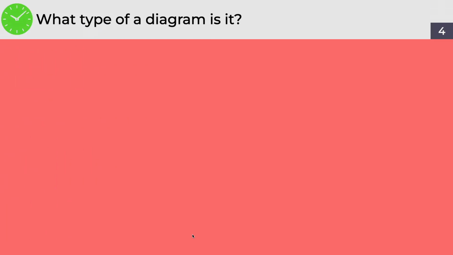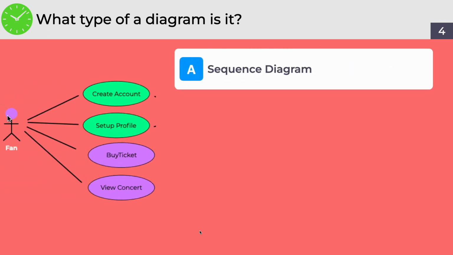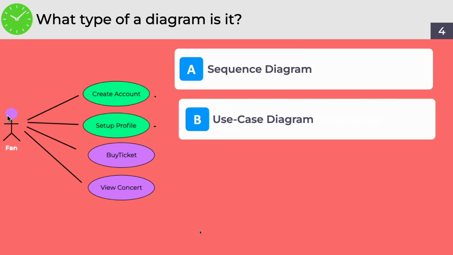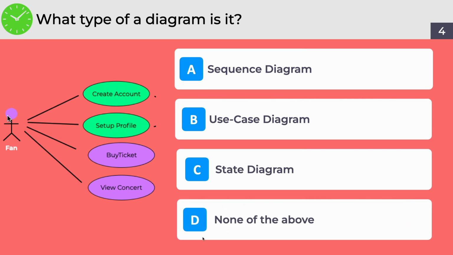Question number 4. What type of diagram is it? A. Sequence diagram. Option B. Use case diagram. Option C. State diagram. And option D. None of the above. Your time starts now.